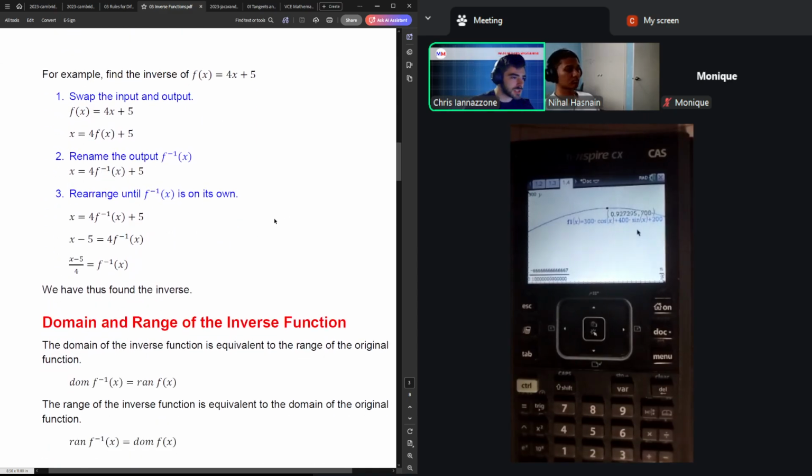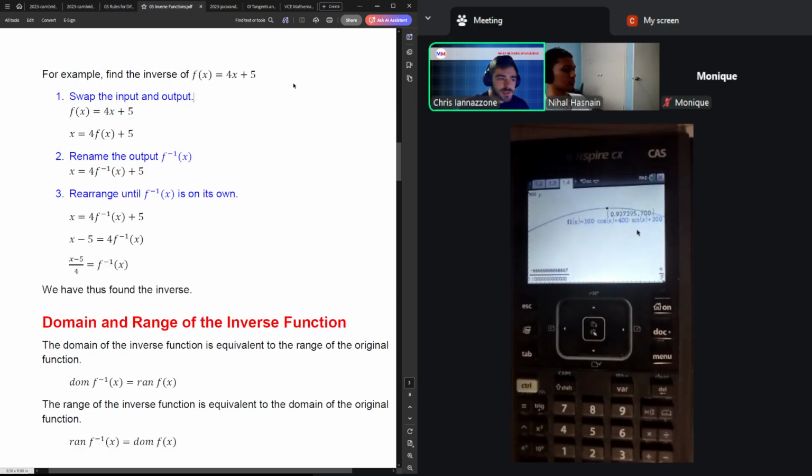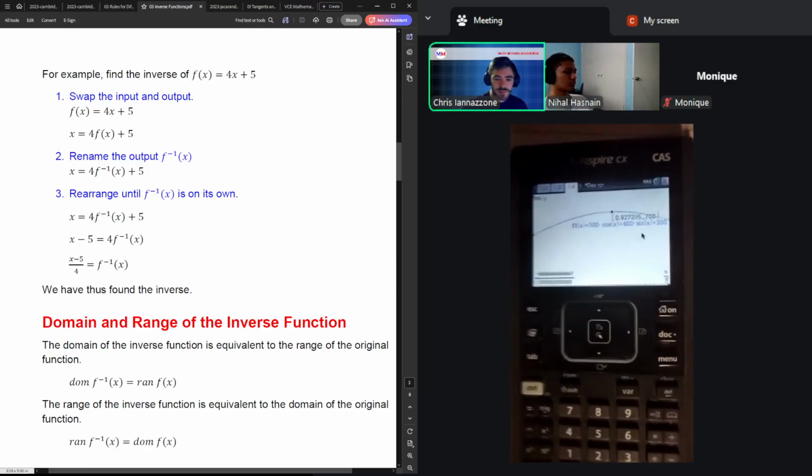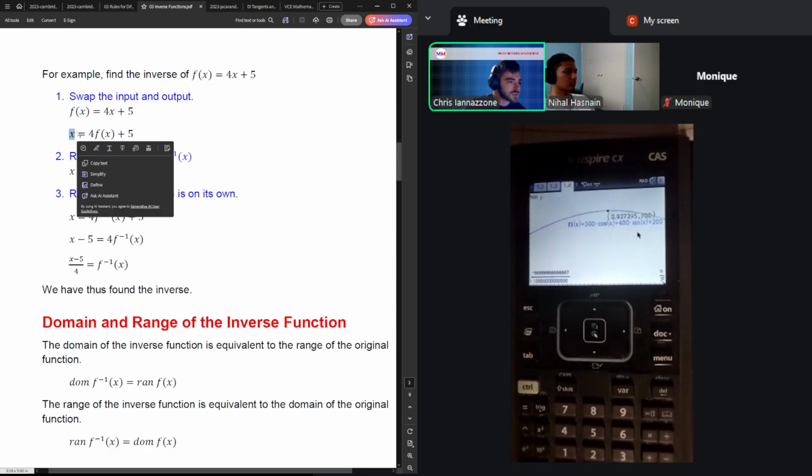So let's see a very quick example of how this works with a basic linear, right? f of x equals 4x plus 5. First things first, swap the x and the y. I've said input and output in my notes because, in this case we have f of x and x, so it's sort of generic depending on what letters are being used in the function. So this is now going to look like this. You're literally just replacing every single x with f of x and every single f of x with x.